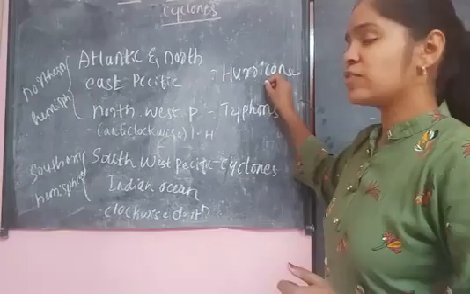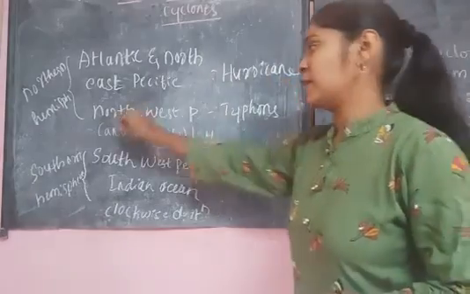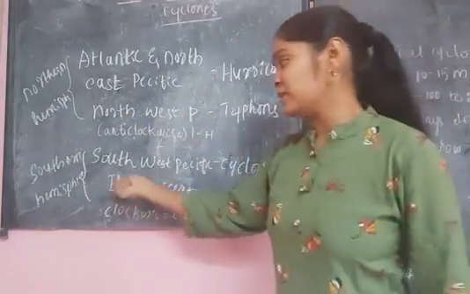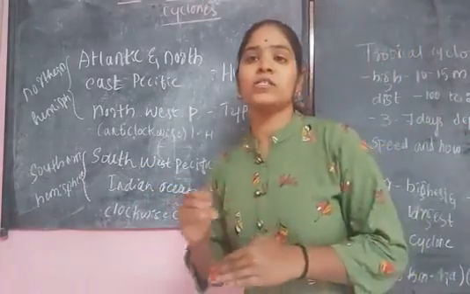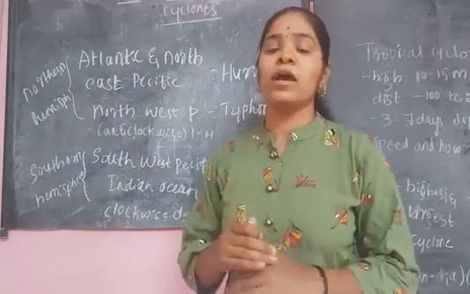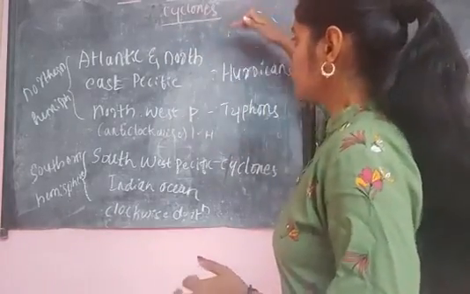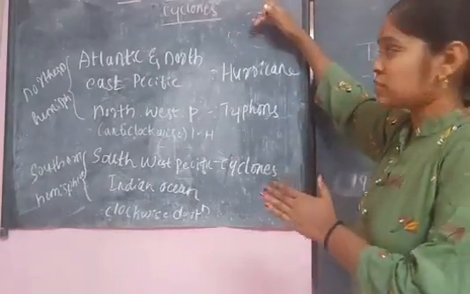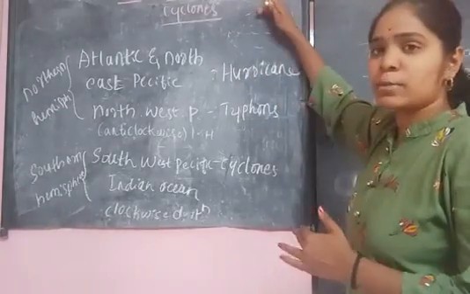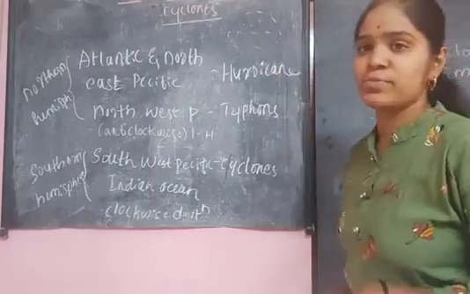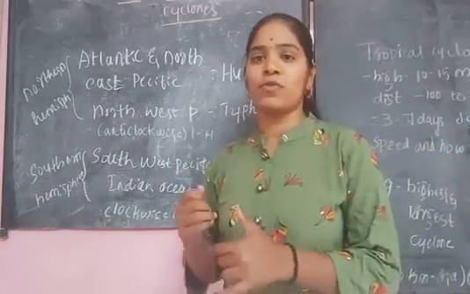So based on their location, we call the cyclone by different names. Or we can call them cyclones or hurricanes depending upon the hemisphere. In the northern hemisphere we call them hurricanes, and in the southern hemisphere they are referred to as cyclones itself. It is based on the hemisphere of the earth's surface.